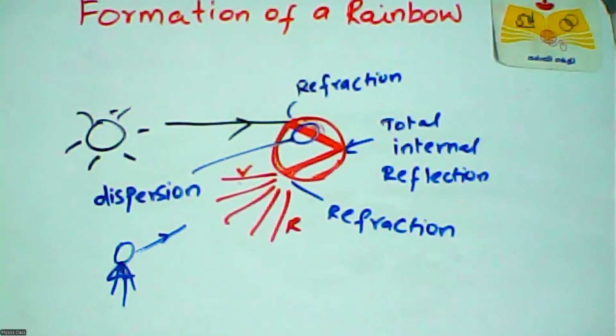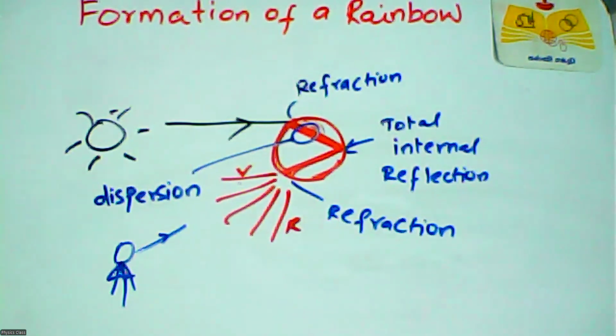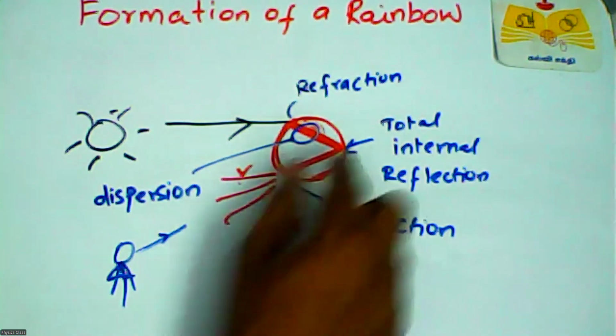Here is another concept: primary rainbow and secondary rainbow. But it is not a very difficult concept. It is a very simple concept. A primary rainbow means nothing but it has only one reflection. The primary rainbow is caused by that one reflection inside the water droplet.